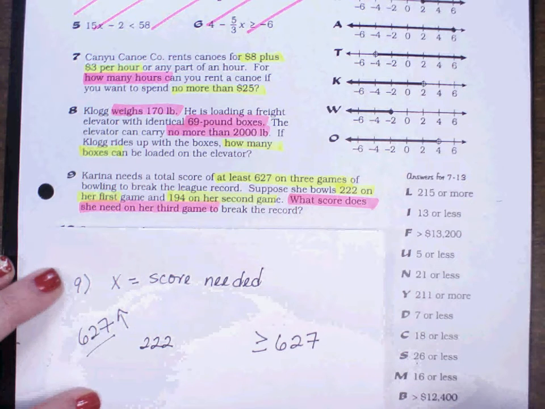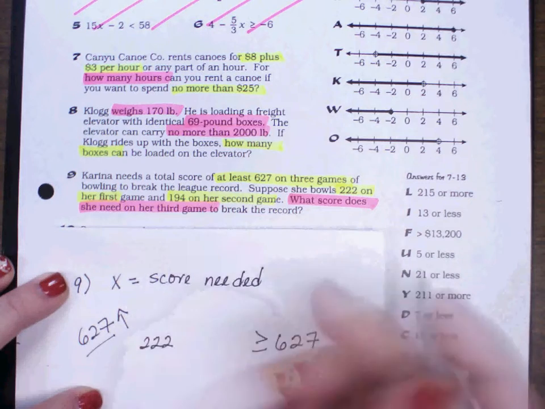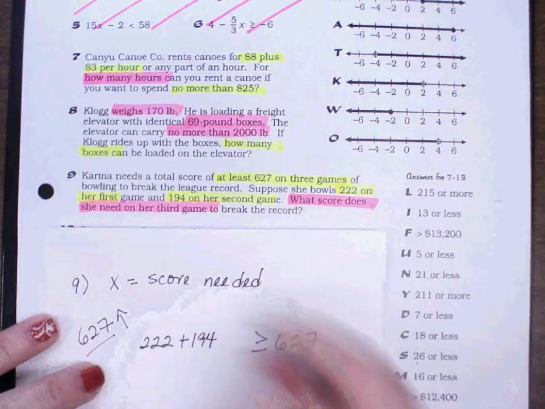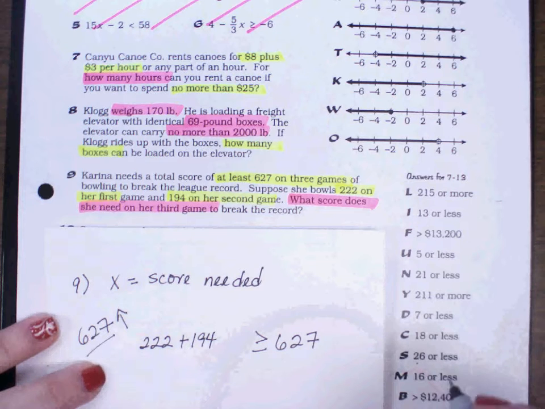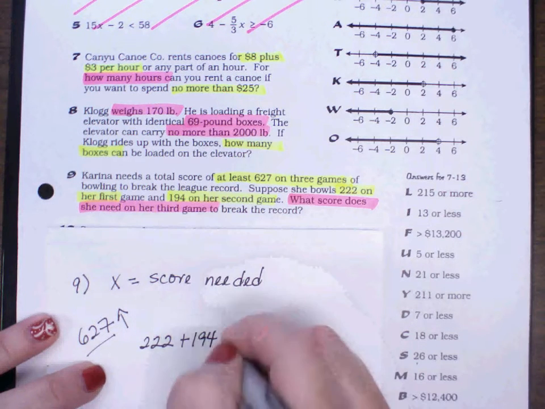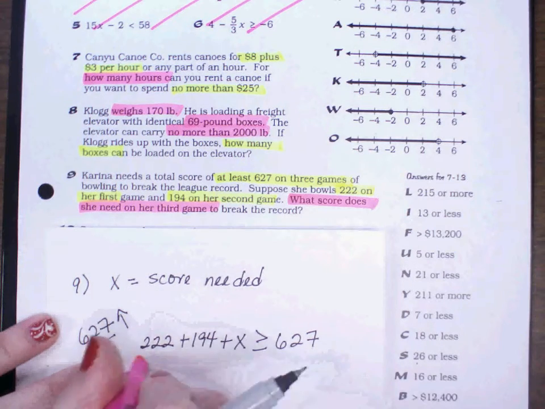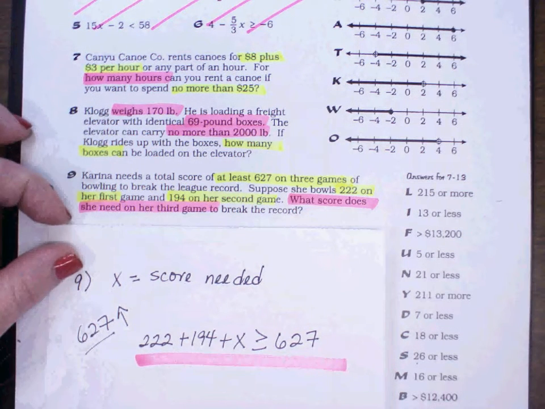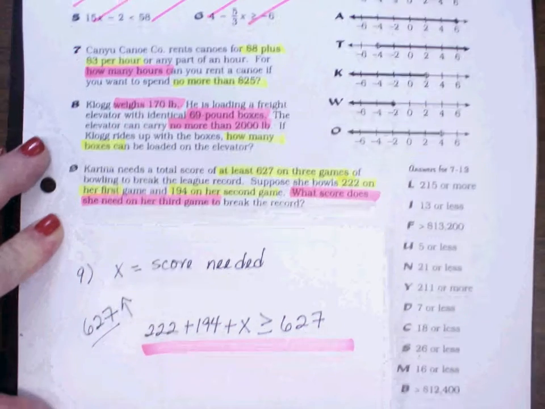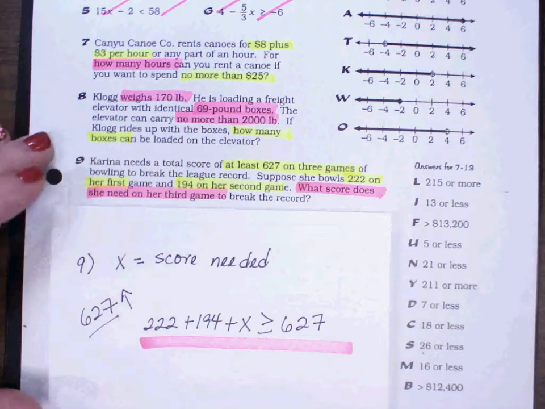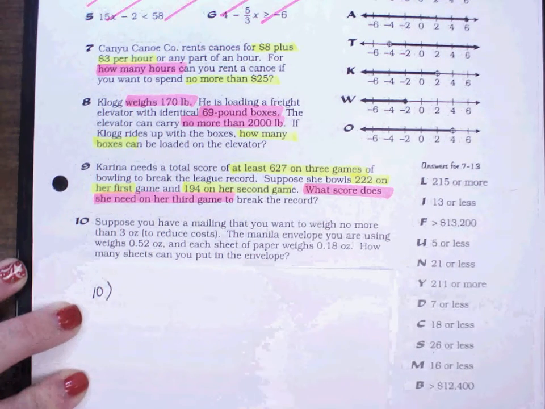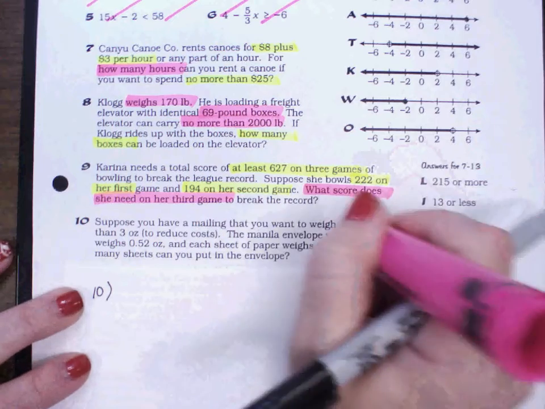All right, so what goes on the other side? 222. Come on, speak up. I can't hear you. Let's go. Plus 194. What? I can't hear. I really cannot hear, so you guys need to speak up. Plus what? Plus X. There you go. Plus X. Good job. All right. Ready? Remember, we're not solving. We're just translating.